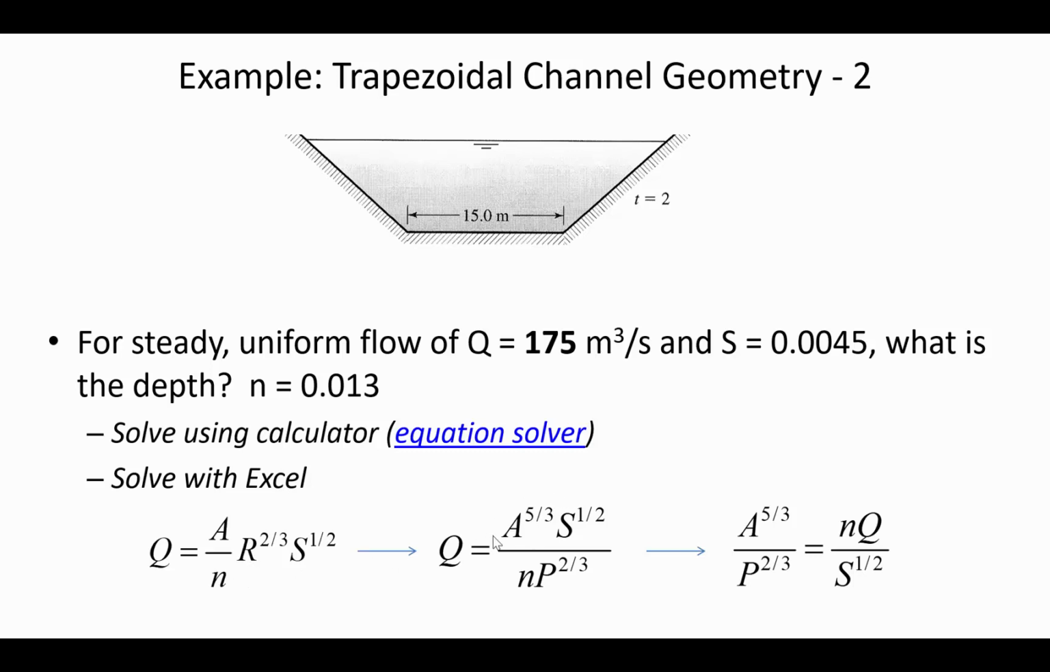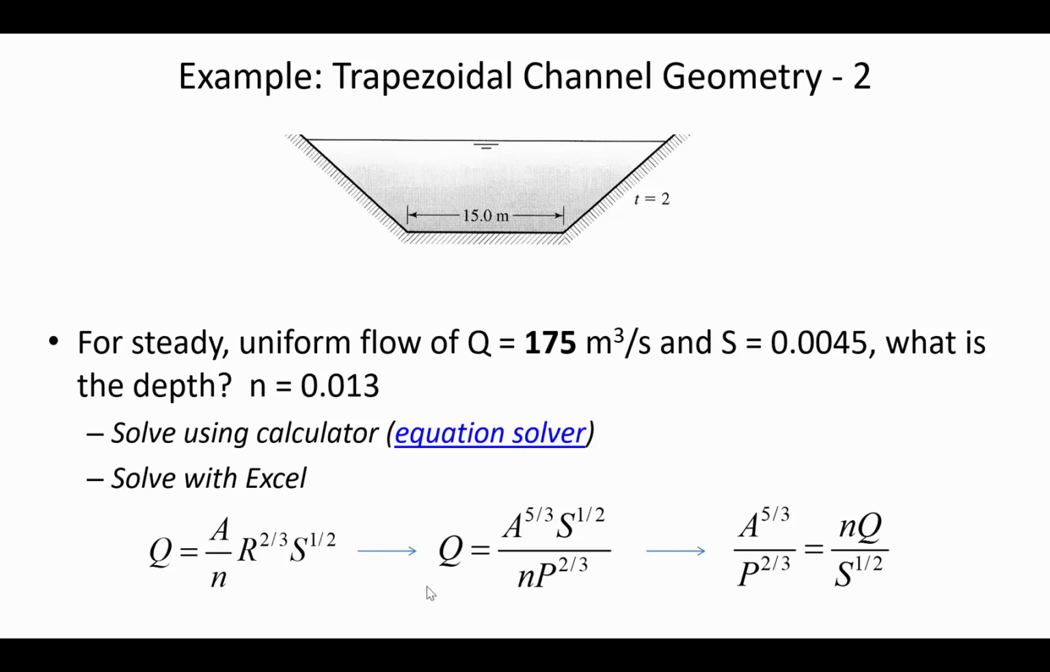So I've combined the like terms in the numerator, the area terms, and then I've rearranged it algebraically again to isolate on one side of the equation all of the constants that are known. We know N and Q and the slope. So all of that's going to be on the right-hand side of the equation. And then any expression that includes the unknown depth Y is on the left side of the equation. So this is still Manning's equation. It's just I've rearranged it.